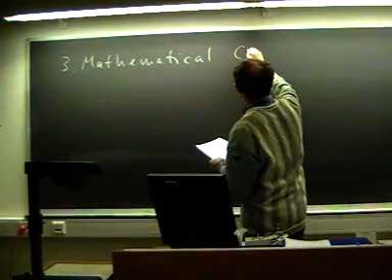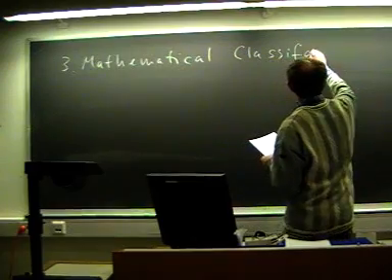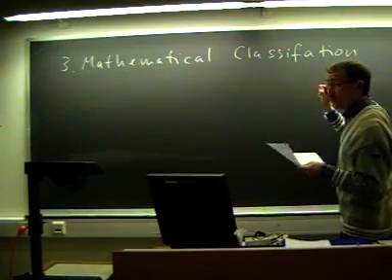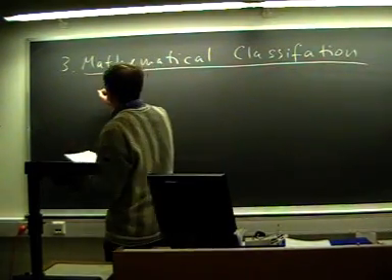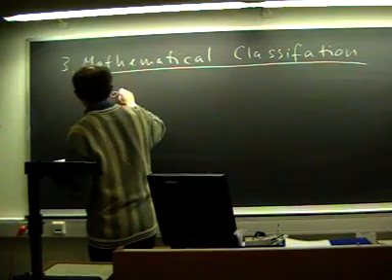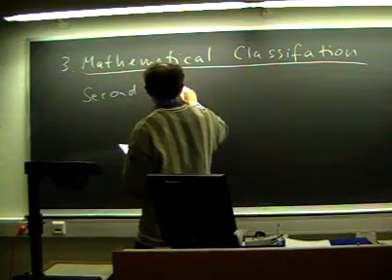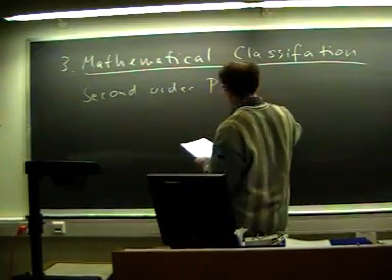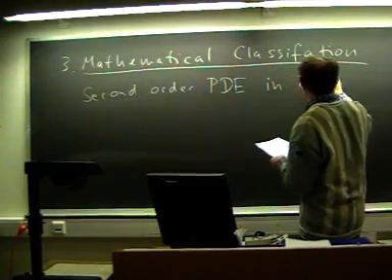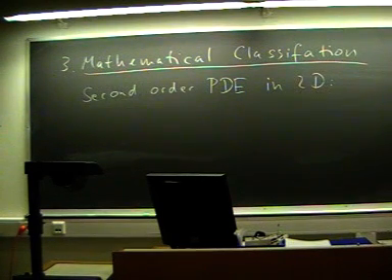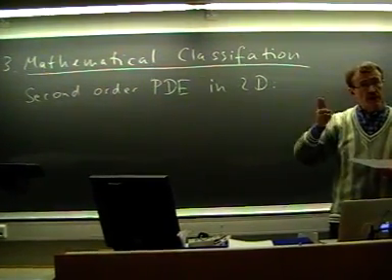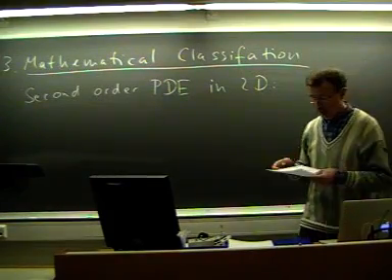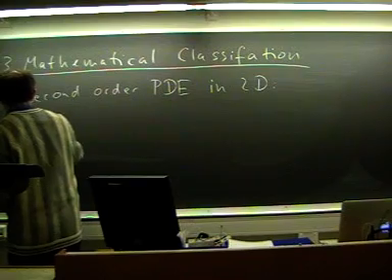So that is now the mathematical classification of PDEs. And we consider in the discussion second order PDEs in two dimensions. And the dimension may also be time. And the order, you might remember from the math course, is always determined by the highest derivatives in the PDE. In that case, the PDE looks like that.